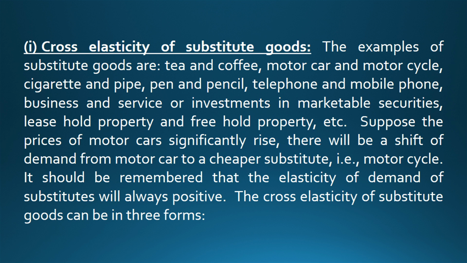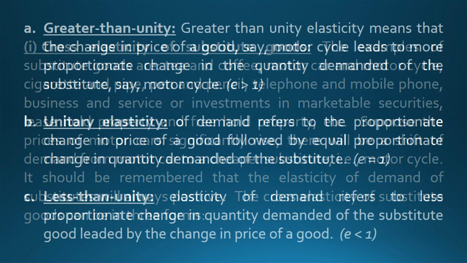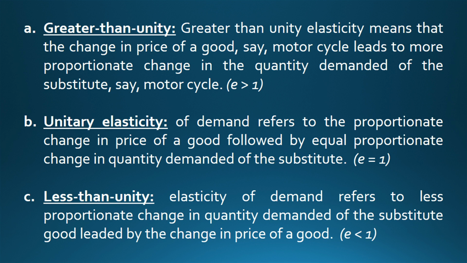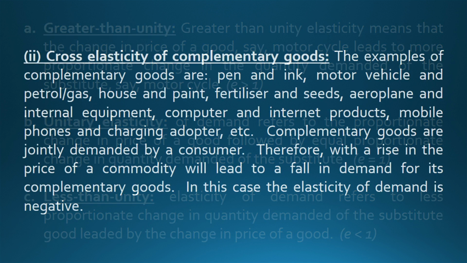The cross-elasticity of substitute goods can be in three forms. A. Greater than unity. Greater than unity elasticity means that the change in price of a good, say, motor car, leads to more proportionate change in the quantity demanded of the substitute, say, motorcycle. E greater than unity. B. Unitary elasticity of demand refers to the proportionate change in price of a good followed by equal proportionate change in quantity demanded of the substitute. E equals unity. C. Less than unity elasticity of demand refers to less proportionate change in quantity demanded of the substitute good led by the change in price of a good. E less than unity.